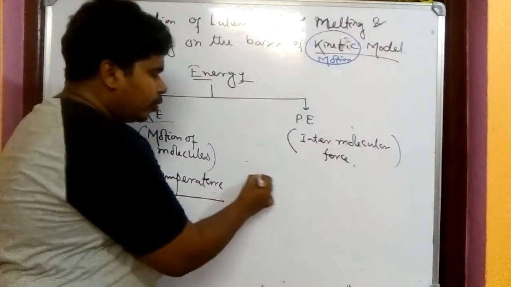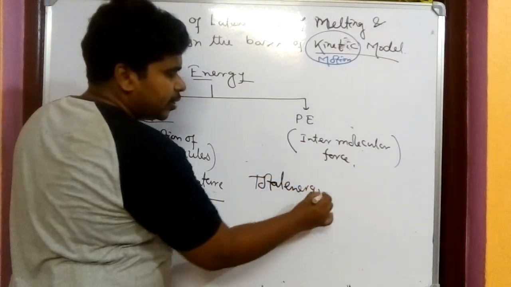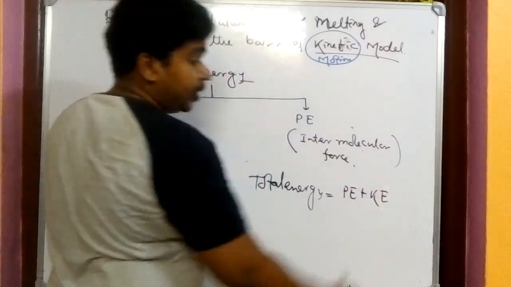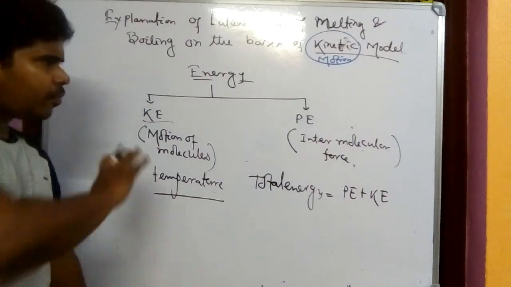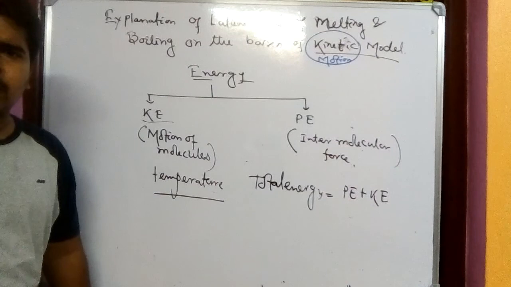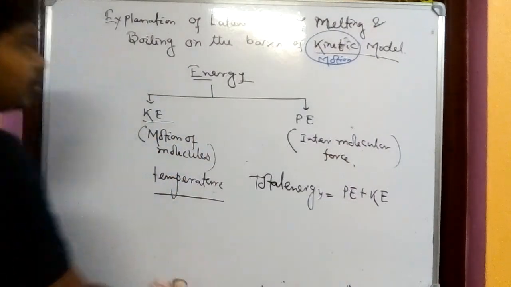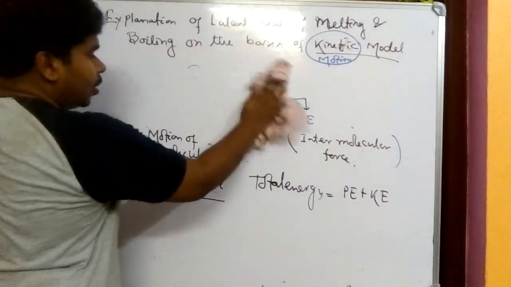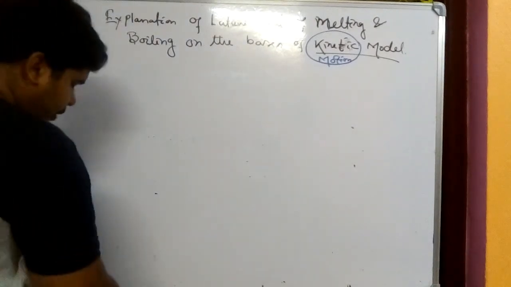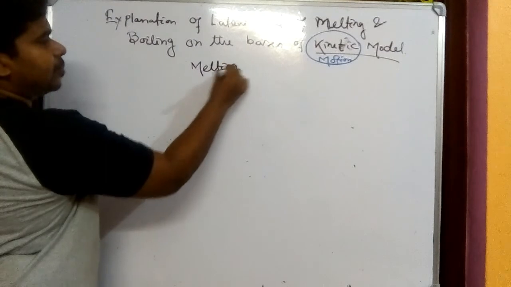Now whenever we are talking about the total energy, that you all know, is potential energy plus kinetic energy. Clear? So that is the basis of the kinetic model, nothing else. Whatever we have explained is the basis of the kinetic model. Now we are coming to the latent heat. First we are talking about the latent heat of melting, then we will go for boiling. So first we are coming to melting.